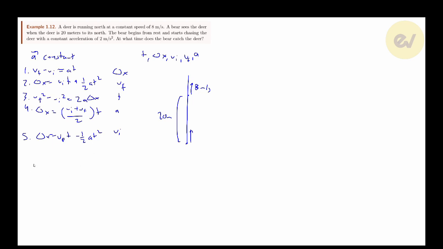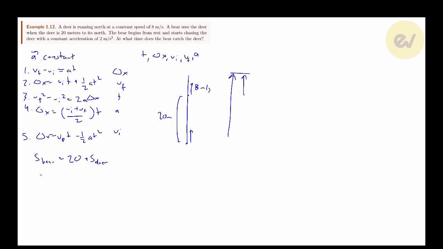Okay. So, first of all, the position of the bear is equal to 20 plus the position of the deer. And that's just because it starts out 20 meters below the deer. And S stands for the distance the bear and the deer travel when they meet.